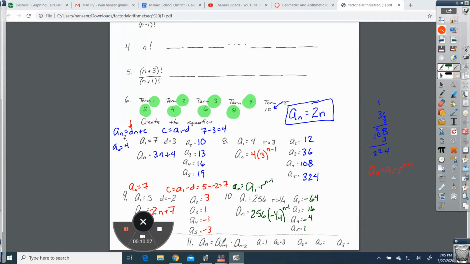Number 11, it says this is my general equation, An equals An minus 1 times An minus 2. So to find A3, realize I'm replacing that n with a 3. So 3 minus 1 is 2, so this is really A2. And 3 minus 2 is A1, so it's A2 times A1. Well, A2 times A1 is 3.